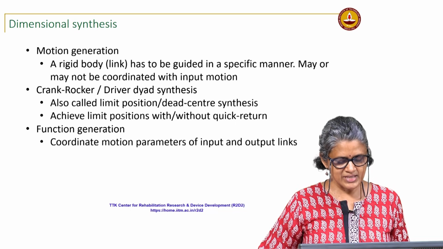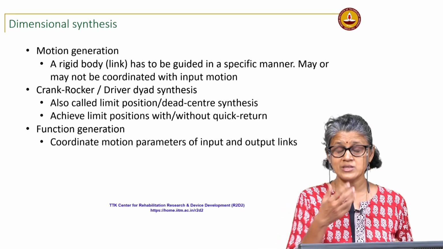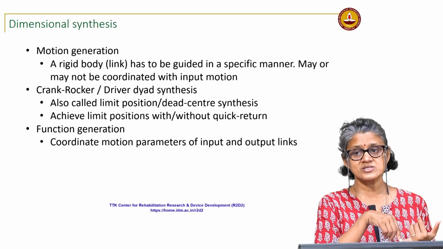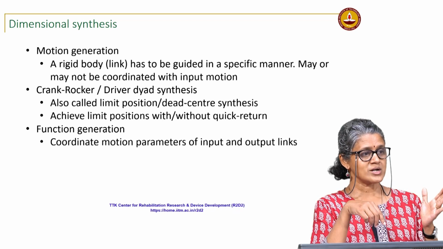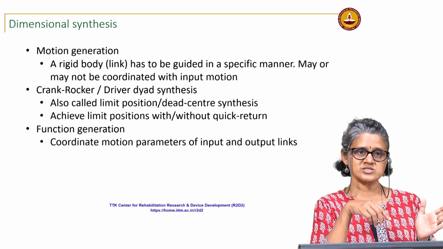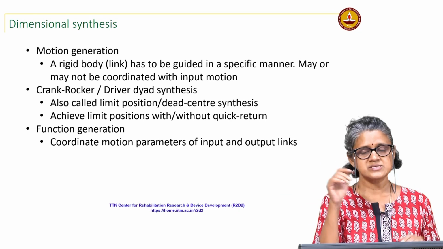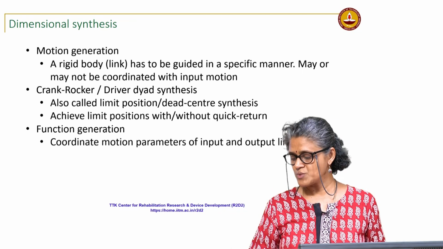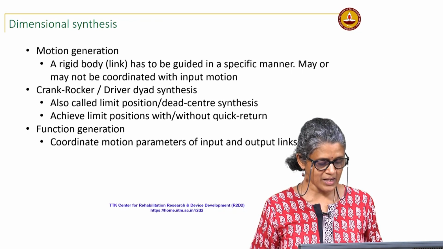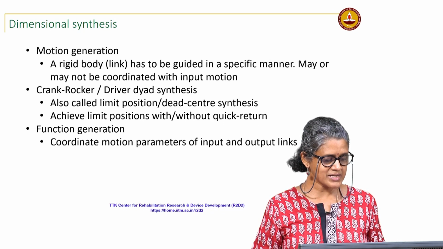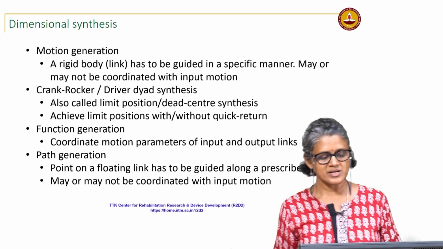In this, the motion parameters could be, apart from displacement, also velocity and acceleration. So, for a certain velocity of the input link, you may want a certain velocity of the output link. Similarly with accelerations. So, we will see some methods of synthesis that will allow you to do that. That category of problems is called function generation problems.